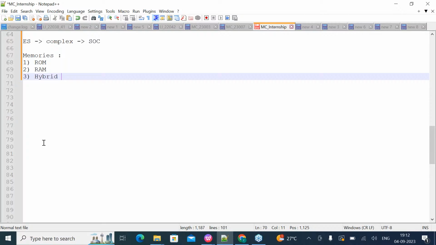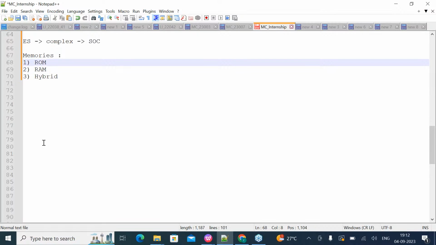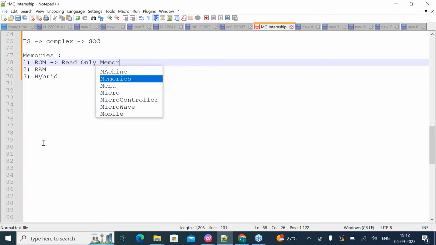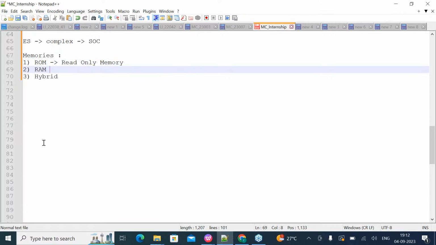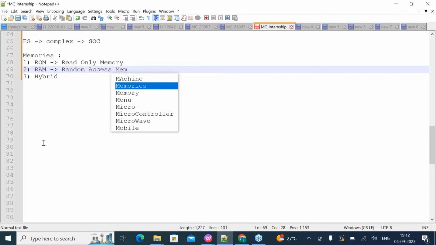Now, may I know what ROM stands for, people? What does ROM stand for? It is nothing but the read only memory. Am I right, everybody? And what does RAM stand for? RAM is nothing but the random access memory.